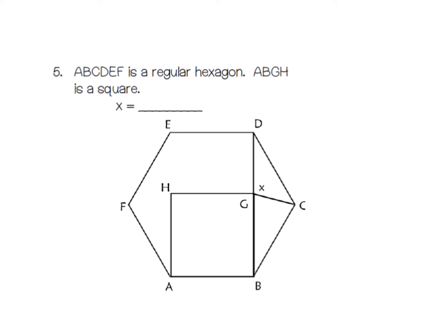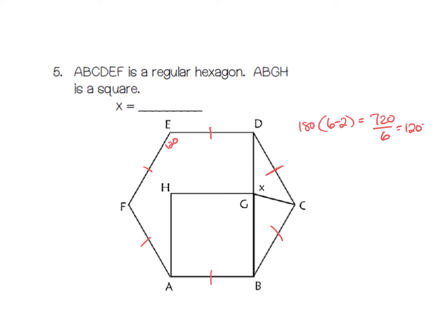Okay, the next one, we have the ABCDEF is a regular hexagon. Okay, if that's the case, then that means that we have a bunch of congruent sides here, right? 1, 2, 3, 4, 5, 6 congruent sides. I can also solve for each individual angle. Right, so if I take 6 minus 2 times 180, I get 720. Divide that by 6, that means every single angle has to be 120 degrees. Okay, so every one of those angles is 120 degrees.